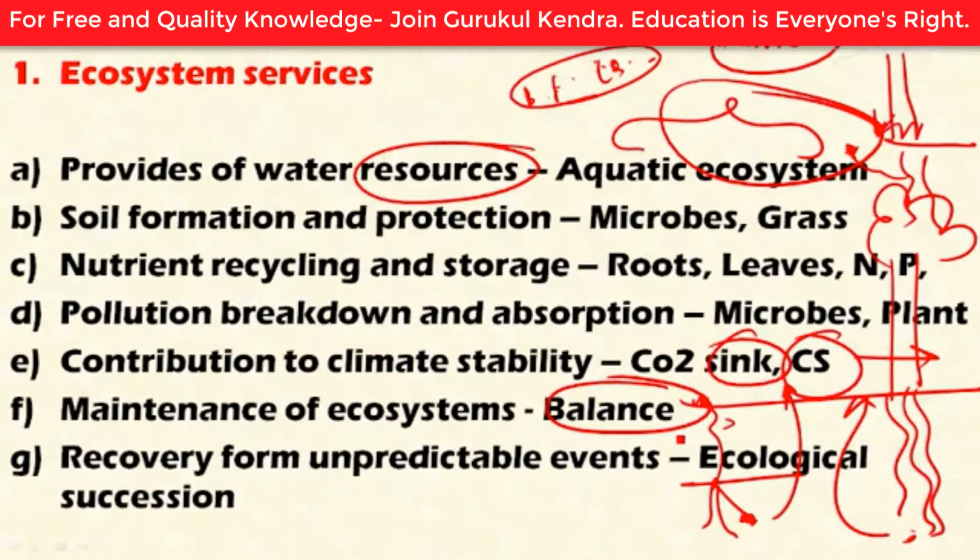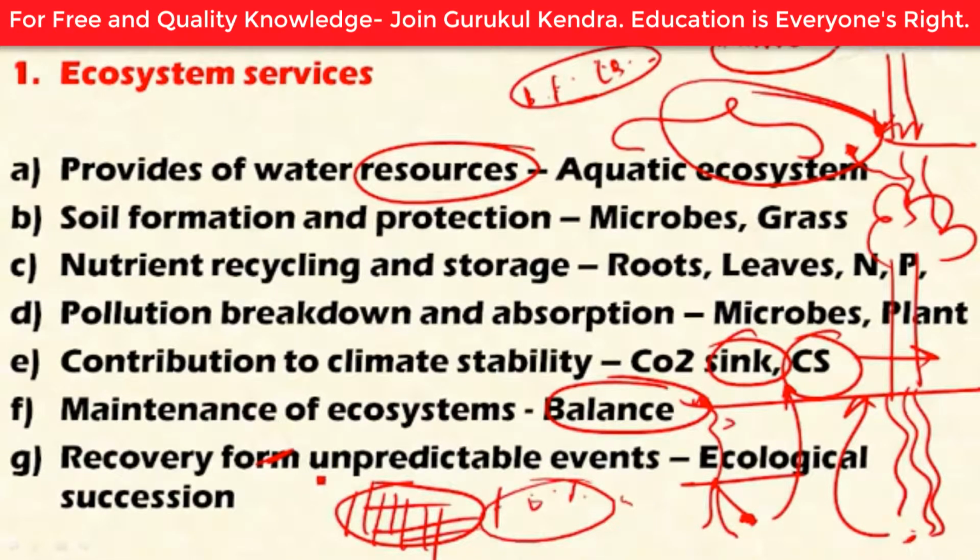And the next function is recovery from unpredictable events, like destruction of forest through floods, earthquakes, forest fires, cyclones. In such events biodiversity helps in ecological succession. For example, if a patch of forest is destroyed due to forest fire or anything, nearby biodiversity provides the planting material and seed material for the ecological succession of this area. So these are all the ecosystem services provided by biodiversity.